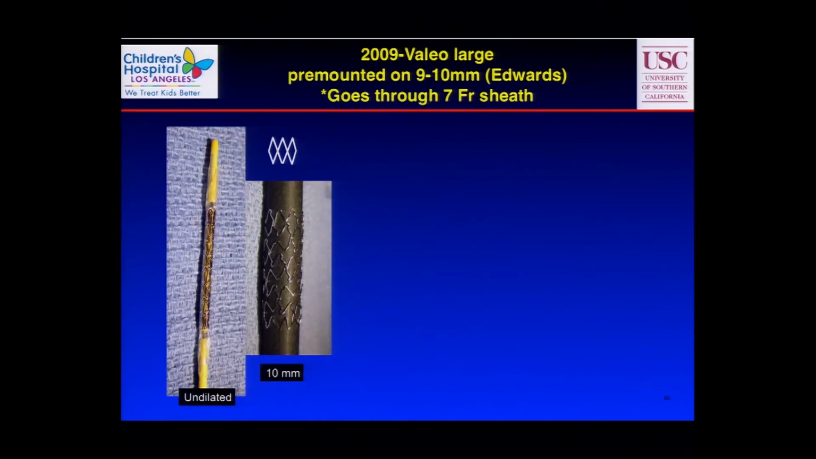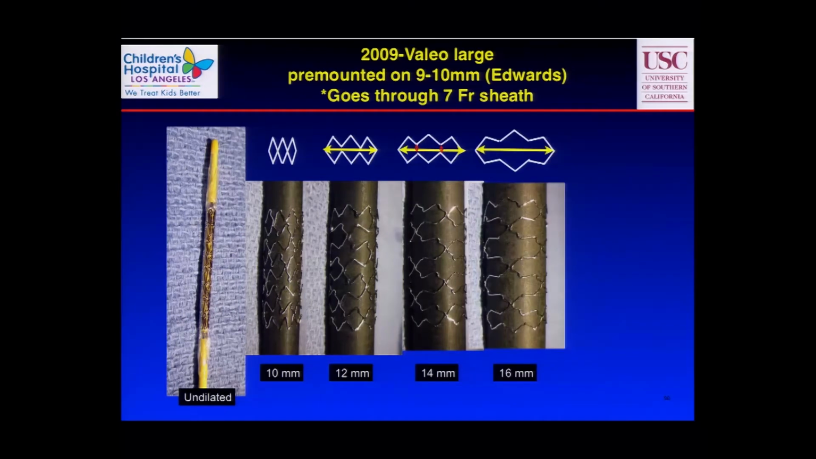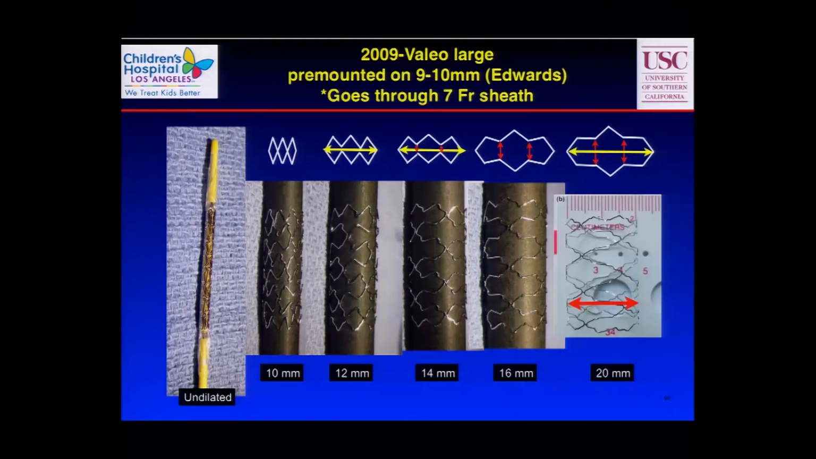They can only go up to like 12, 13. But this one can go through a 7 French system. Again, you see how when you serially dilate it, the side holes open up and you don't have much foreshortening. It can go up to 20 millimeters in diameter, which is a very good size for pulmonary arteries.